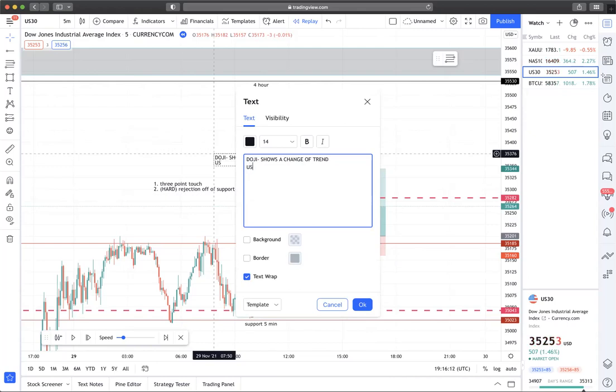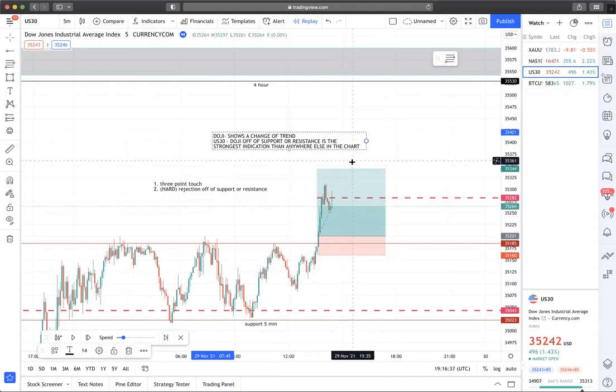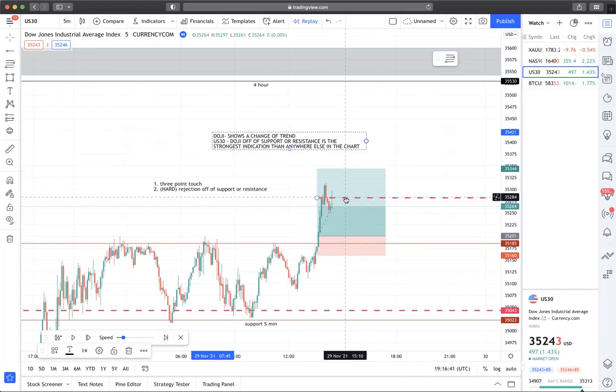But with the US30 strategy, a doji off of support or resistance is the strongest indication than anywhere else in the chart. So I don't care if this continues to buy. At this point, that doji off this level of resistance is the strongest indication for me to get out.